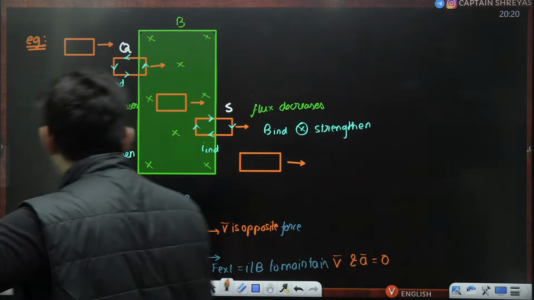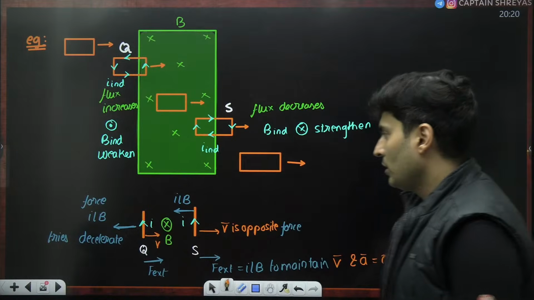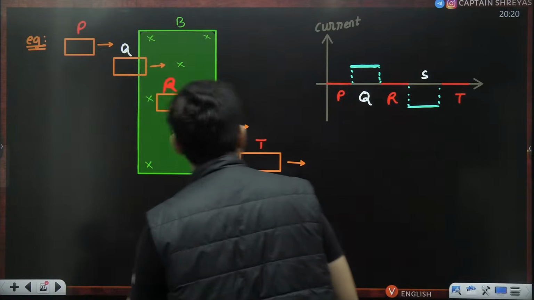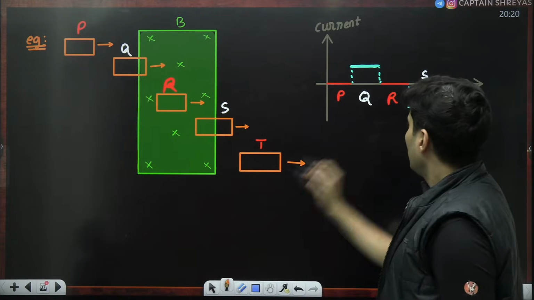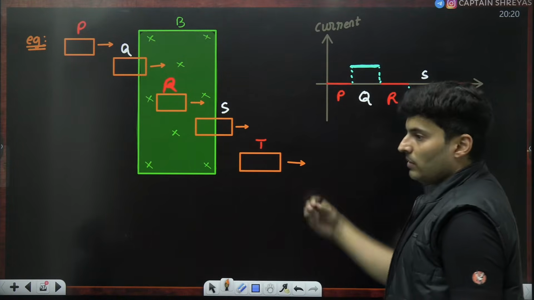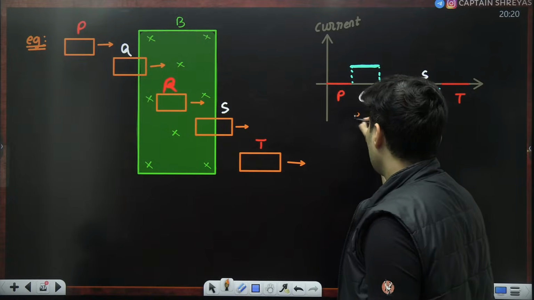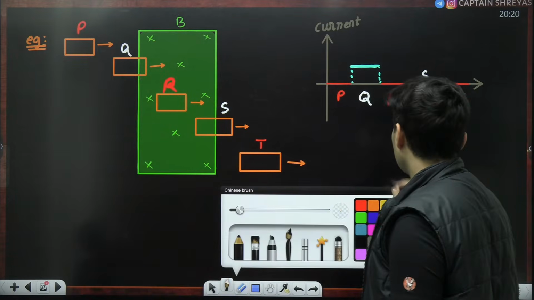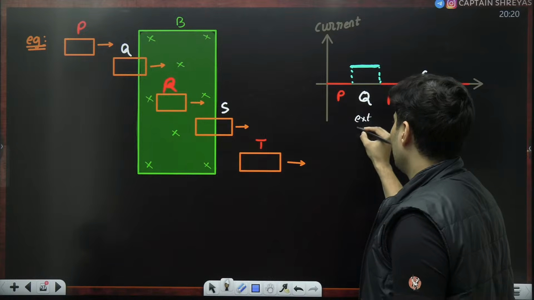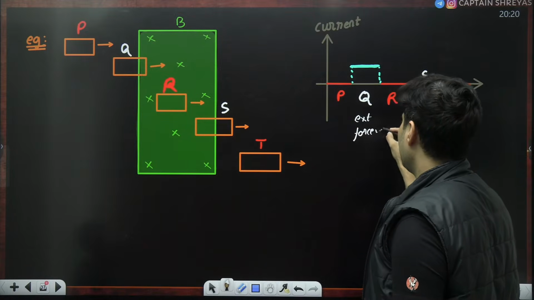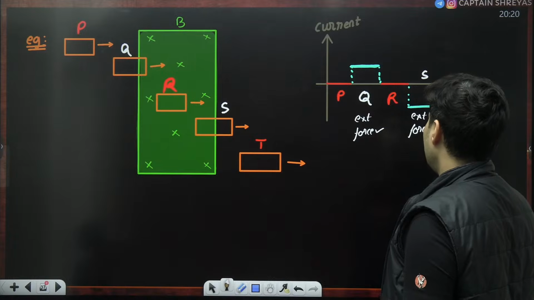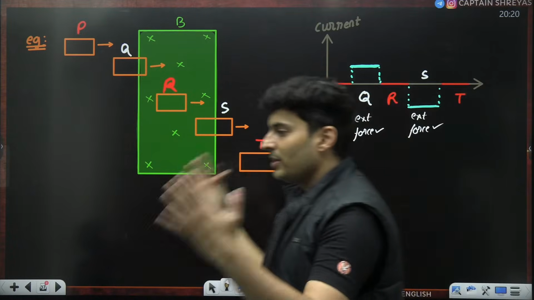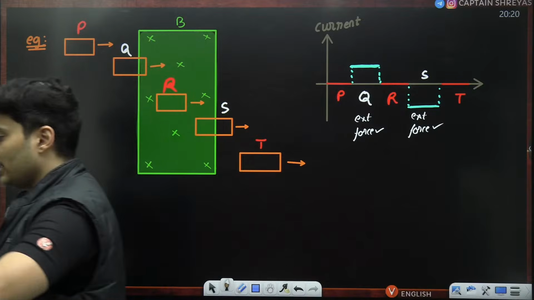Very, very interesting concept. So again, over here, if you see, force is 0, force is 0, force is 0. Only at Q and S you need to apply external force. So external force is needed. Here also external force is needed. Whatever work you do will be used to generate that electricity.